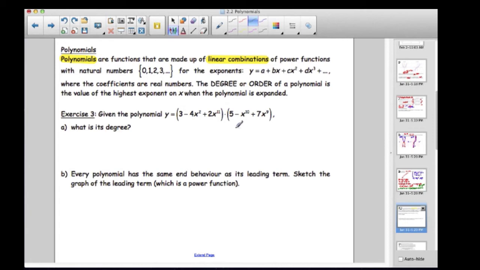But if we want the highest exponent on x when the polynomial is expanded, we simply need to identify the highest degree term in the first factor and the highest degree term in the second factor, and we could just multiply those. We know that 2x to the 11 times negative x to the 10 is negative 2 times x to the 11 plus 10, which is 21. And then we generally write something like this, which indicates lower order terms. Terms with exponents that will be lower than 21. And so therefore the degree equals 21.